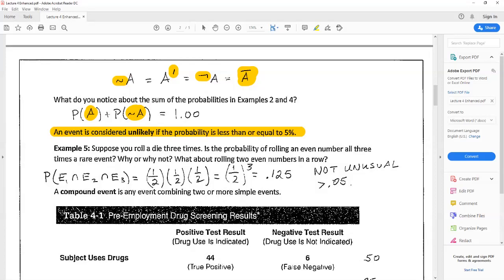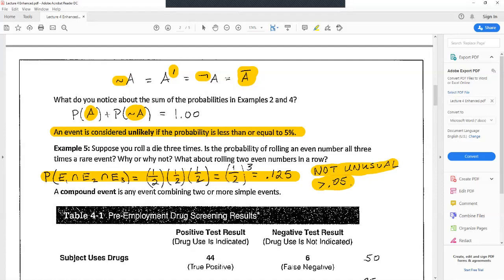So the way I have it set up is the probability of an even on the first roll and an even on the second roll and an even on the third roll would be 1/2 times 1/2 times 1/2, which is 1/2 cubed, or 0.125. That's 12.5%. And since 12.5% is larger than 5%, rolling an even number 3 times in a row is not unusual.